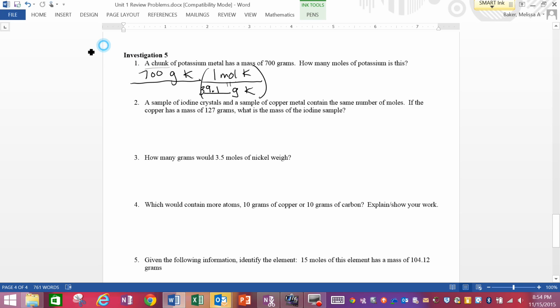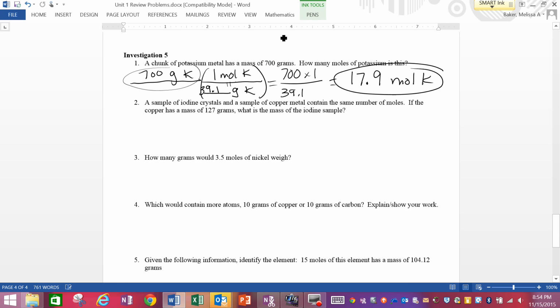So you've got way more than a mole because you've got 700 grams. So how many moles do you have? 700 divided by 39.1, because you multiply everything on the top divided by everything on the bottom, you've got 17.9 moles of potassium.